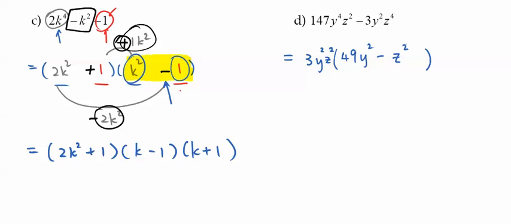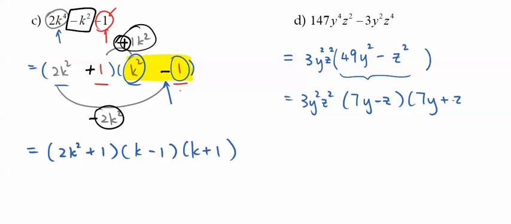Once I take out the GCF, can we work on this again? Is it a difference of square? Yeah, 49 is a perfect square, y squared is a perfect square, z squared is a perfect square. We can factor this binomial into 7y minus z, and 7y plus z. So this is where we will stop.